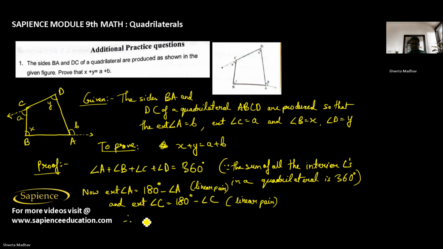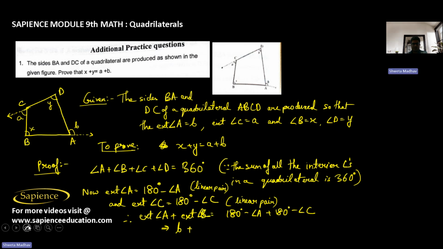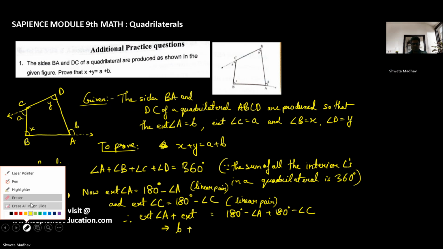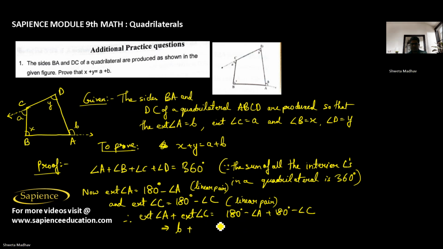Therefore, exterior angle A plus exterior angle C is equal to 180 degrees minus angle A plus 180 degrees minus angle C. Now exterior angle A is given as B, and exterior angle C is given as A. So B plus A will be equal to 180 plus 180, that is 360 degrees minus angle A plus angle C.